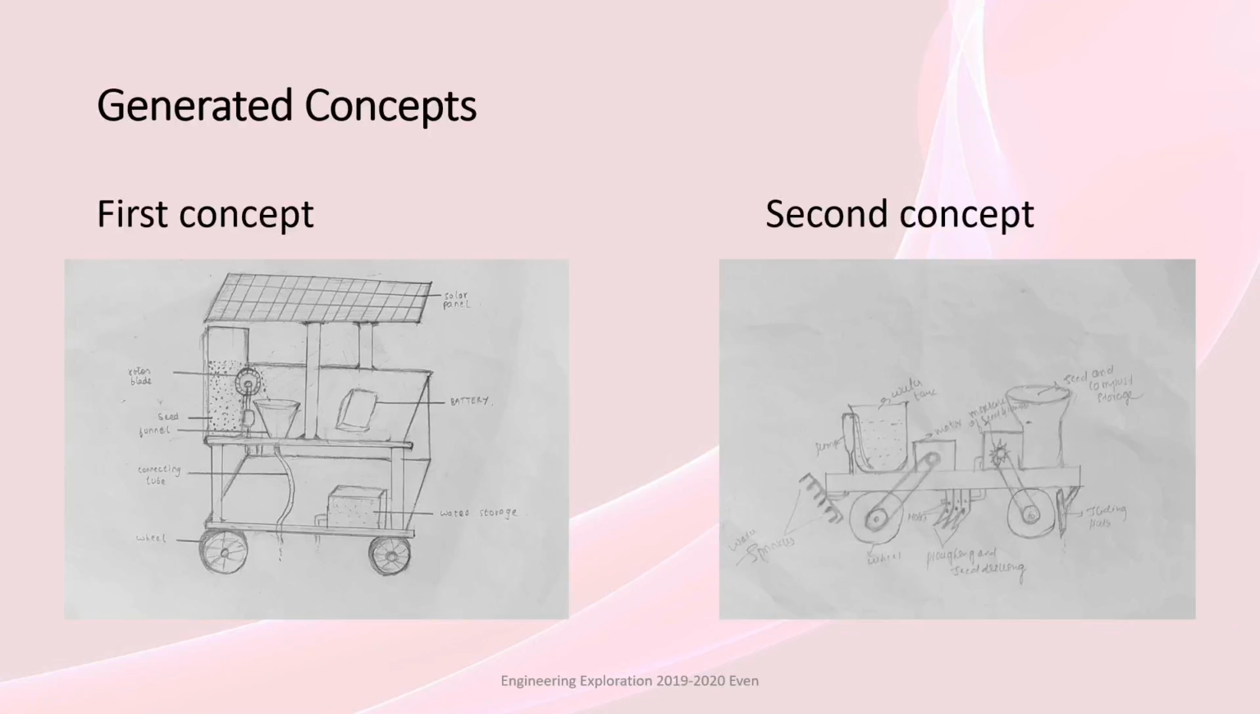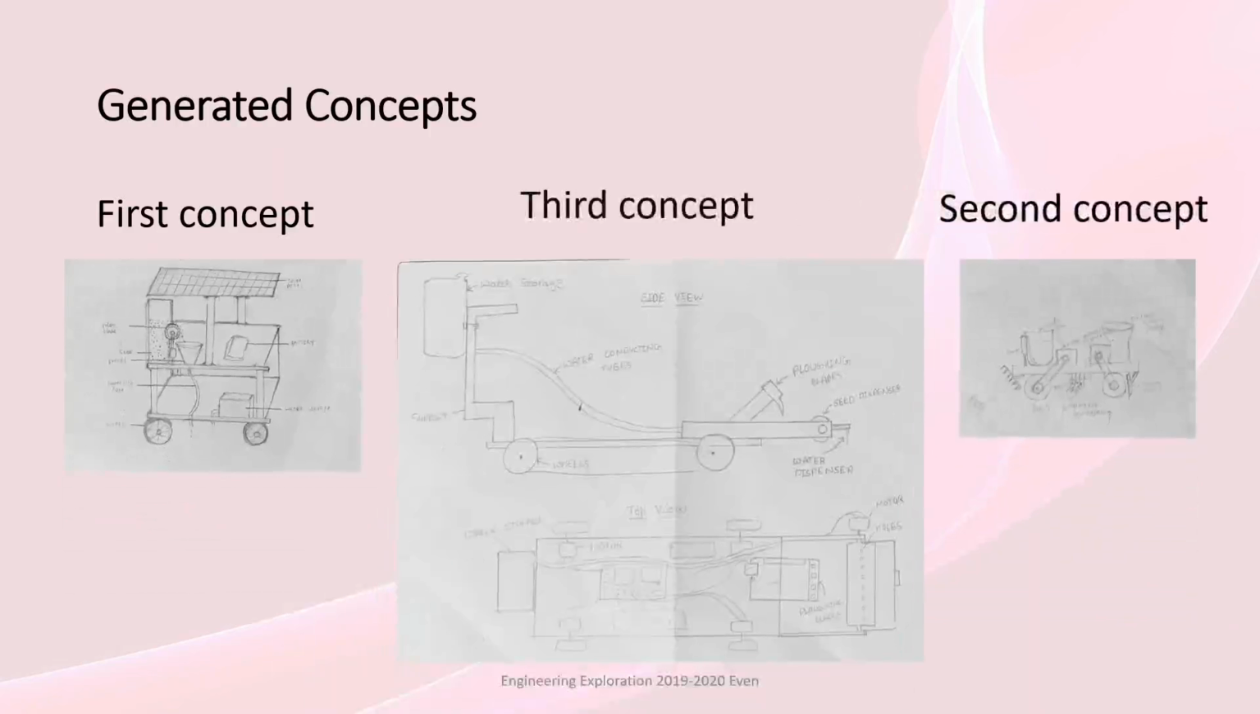In the third concept, the water would be dispensed using gravity drop method, but the seed would be sowed in multiple rows using a cylinder which would rotate. This concept has wheels attached to it, thus it can move on the soil bed.